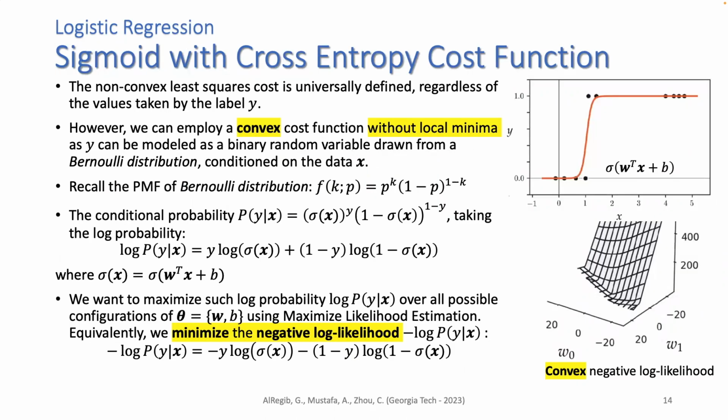I could now really sum this or average this over all my samples. I put y sub i, and x sub i, yi, sigmoid of xi. Okay, yes.